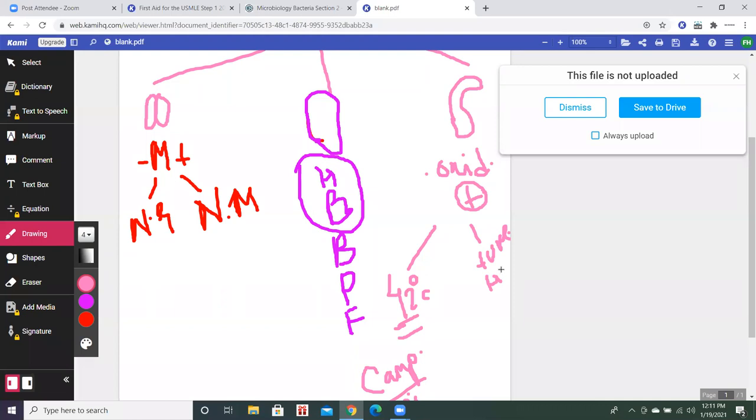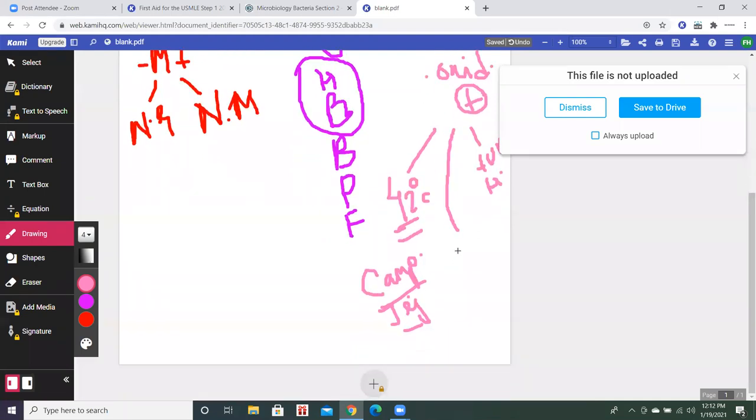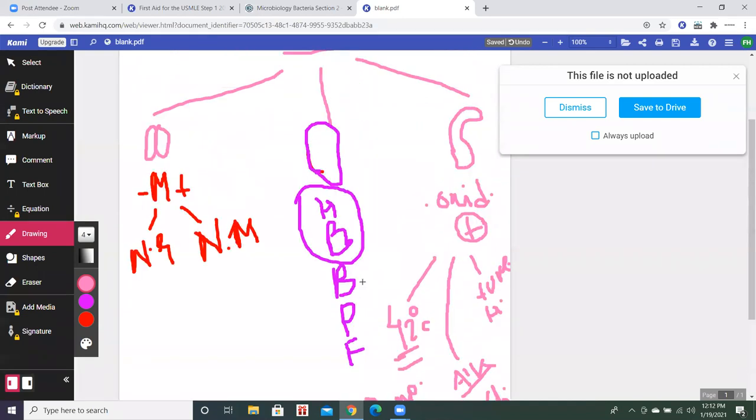This is Helicobacter. Okay. So if it's oxidase positive, urease positive, it's Helicobacter. Another one is this can grow in alkaline media. This organism is Vibrio cholerae.